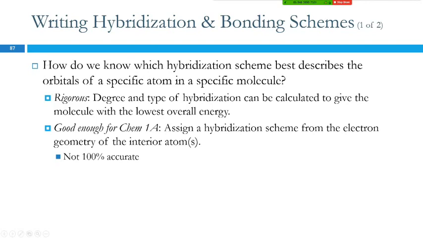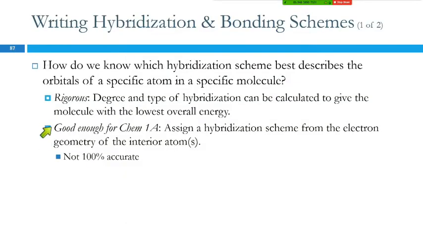So how do we know which hybridization scheme we should use on a given molecule? The rigorous method is you would calculate the degree and type of hybridization to give the lowest overall energy. That's way beyond the scope of this class. So we're going to go with good enough for Chem 1A. We're going to assign the hybridization scheme from the electron geometry of the interior atoms. Not 100% accurate, but good enough.